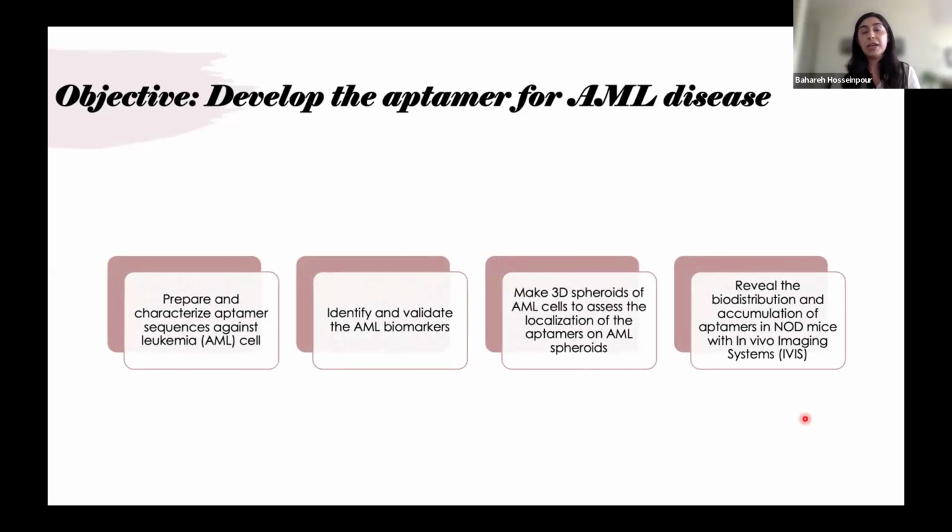Then we tried to identify and validate the potential biomarkers for the acute myeloid leukemia cells. We try to make 3-dimensional spheroids of the leukemia cells to assess the localization of the aptamer and to see how our aptamer is specific towards the leukemia cells, not the other cells. And we will do the biodistribution and accumulation of the aptamers in NOD mice with an in vivo imaging system, which is called IVIS.